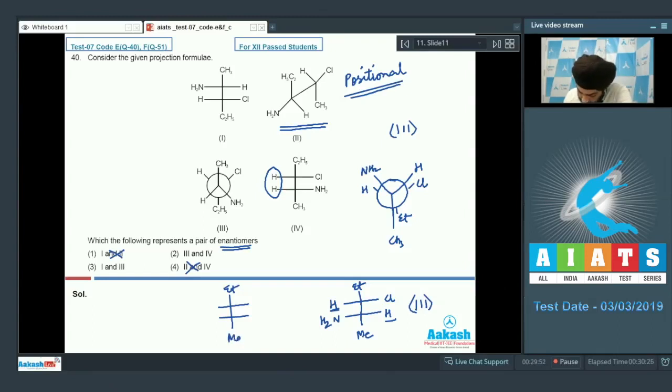So Et will reach at the top, Me will be at the bottom, and H and NH2 will now be on the right, and Cl and H will now be on the left. So this is the first structure. And we can clearly see that the first and the third structures are non-superimposable mirror images of each other. So these represent a pair of enantiomers. So students, we have to select the third option as the correct answer to question number 40.